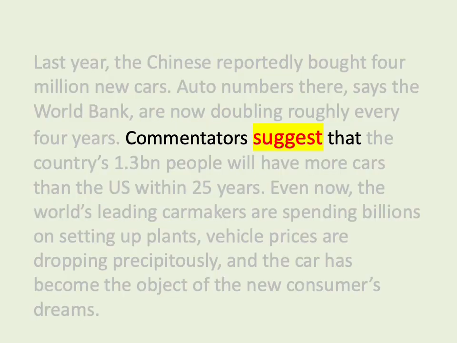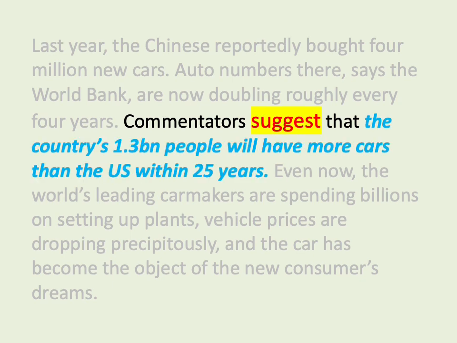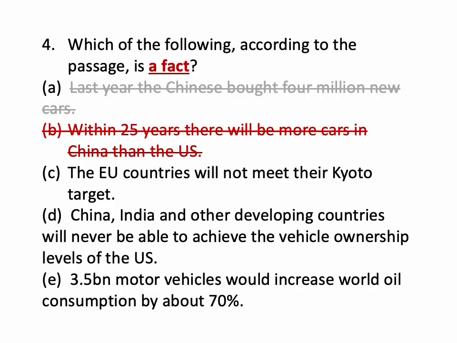Here we can see a more straightforward example of a verb mostly used as one of locution, otherwise known as a reporting verb, through which the opinions of unknown commentators are given on the predicted number of future cars in China. Obviously, as this is an unverified suggestion by unknown commentators, it cannot have the status of fact, and so option B joins option A in being crossed off the list.